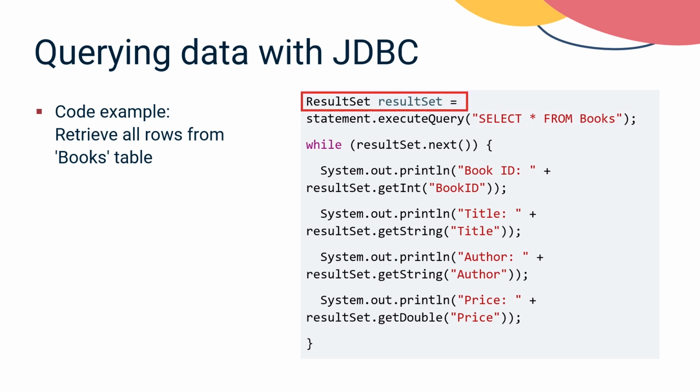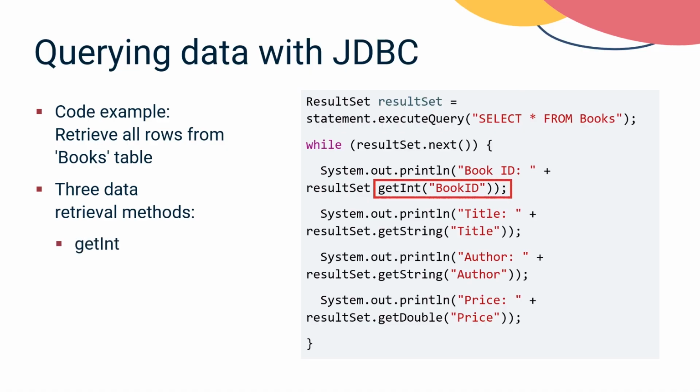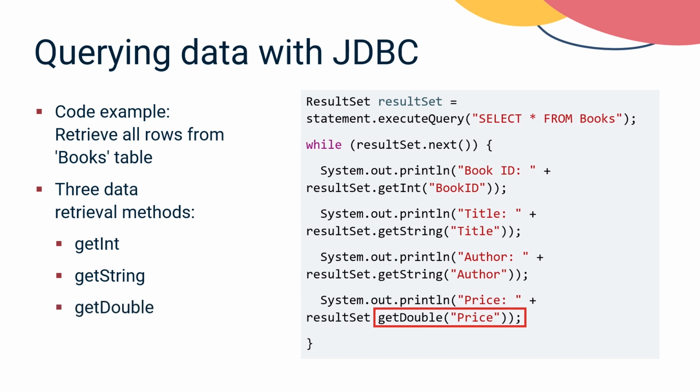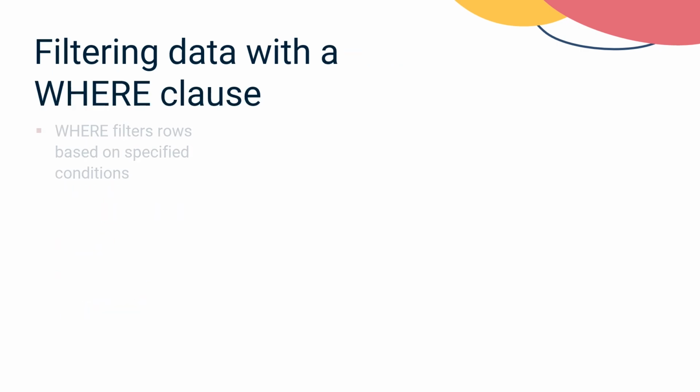It returns the result as a ResultSet object, which acts as a cursor that allows you to navigate through the rows of data returned by the query, and the next method moves the cursor to the next row. It returns false when there are no more rows. There are also three data retrieval methods used in this code. getInt(book_id) retrieves the value of the book ID column as an integer. getString(title) and getString(author) retrieve string values from their respective columns, and getDouble(price) retrieves the value of the price column as a double.